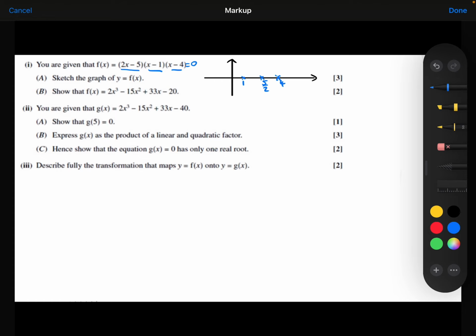I can also see that it is going to intersect the y-axis when x is 0. So if I make x 0 here, here and here, then I'm just going to get minus 5 times minus 1 times minus 4, which gives minus 20.